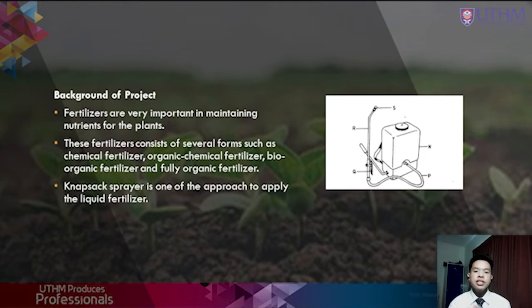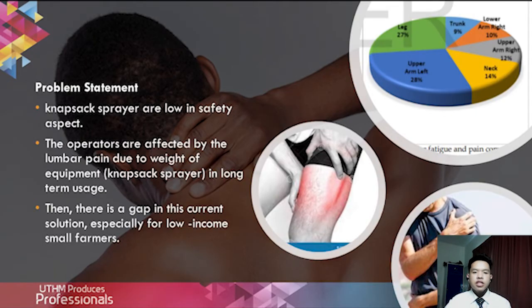As you can see, this is a figure of a knapsack sprayer. The sprayer is made up of a tank, a pump, and a nozzle. The problem statement is knapsack sprayers are low in safety aspect. According to the Nordic Body Map questionnaires, the operator of a knapsack sprayer had muscular fatigue and pain in the leg, upper arm left, and neck.